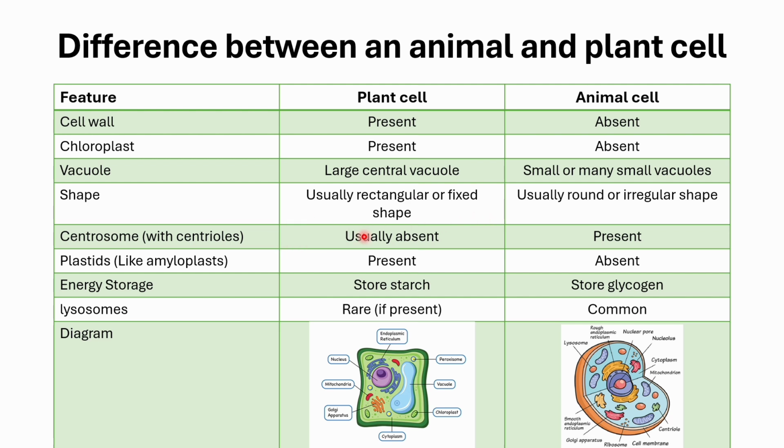Centrosome is usually absent in plant cells, but in animal cells it's present because it takes part in cell division. Plastids, like amyloplast, are present in plant cells, but absent in animal cells. Energy storage in the plant cell is starch, whereas in the animal cell it is glycogen. Lysosome is very rare in plant cells, and in animal cells lysosome is common.